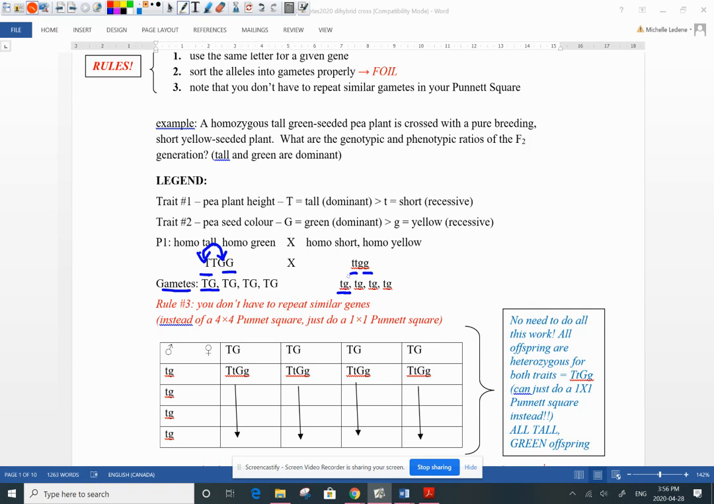If you want, you can do a big 4x4 Punnett square and put here the parents' gametes from the female parent: big T, big G, big T, big G, big T, big G, all the way across. And then you can take the other parent, little t, little g, and put it all the way down the side. Why bother? What's the point of doing that? You can clearly see that every single offspring here is big T, little t, big G, little g. 100%, right? All 16 out of 16.